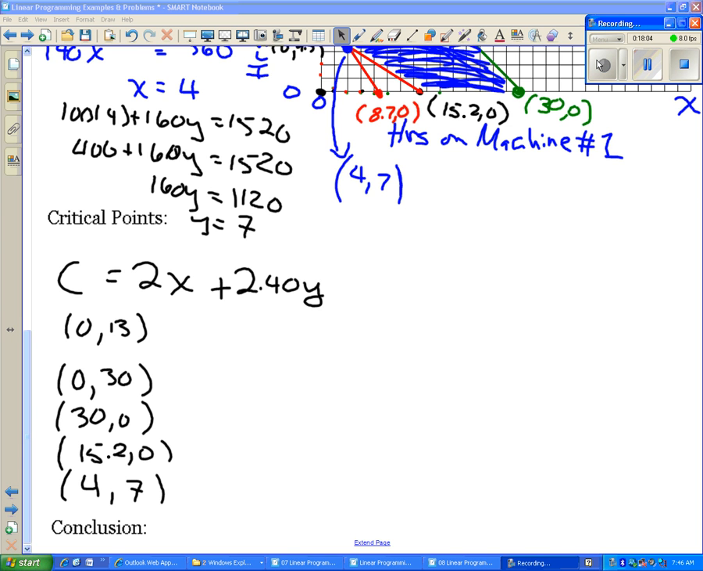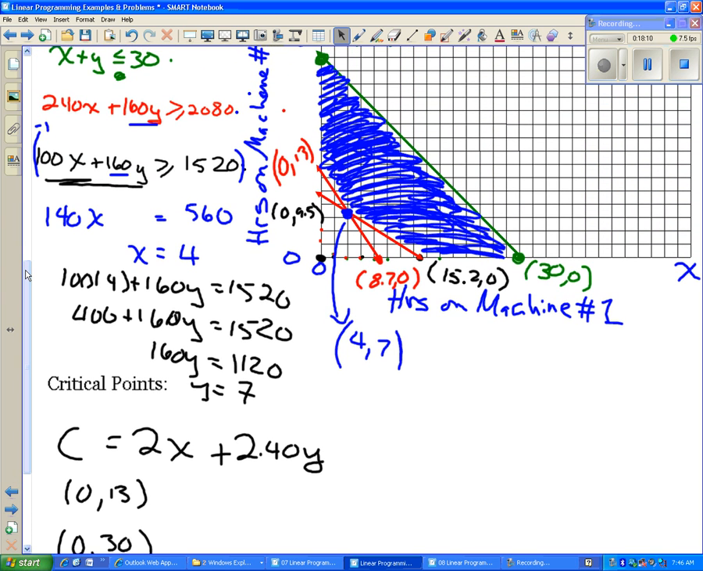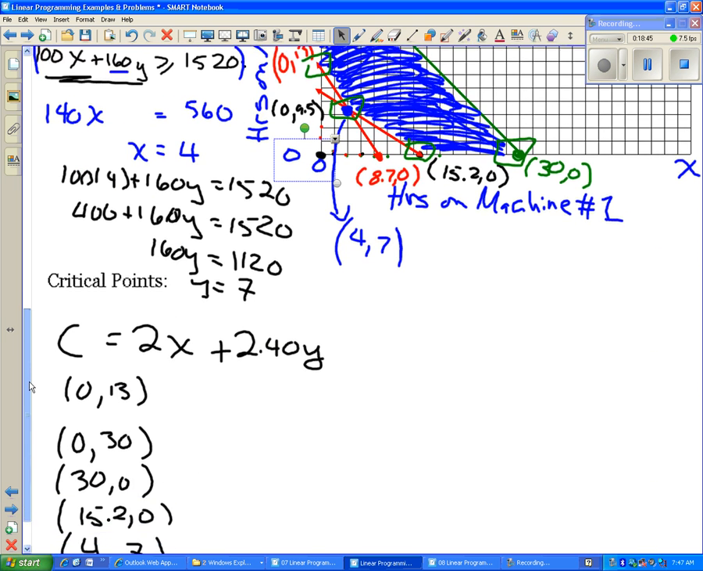Now wait, you're going to say, hold on, there's 3 other critical points that I can look at. What about (0, 9.5), (8, 0), and the point (0, 0)? All of these points are actually outside of my feasible region, so I don't have to check them because it's not part of what I want. I just have to check the points that are in my feasible region. So I'm checking the points (0, 30), (4, 7), (0, 13), (15.2, 0), and (30, 0). The ones outside, I don't need to check.